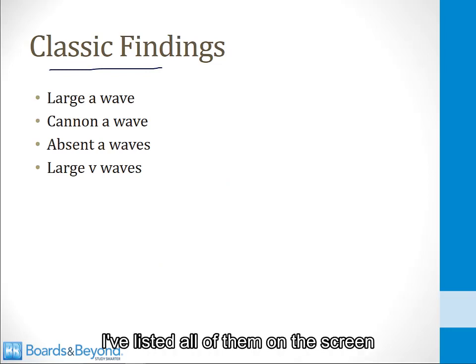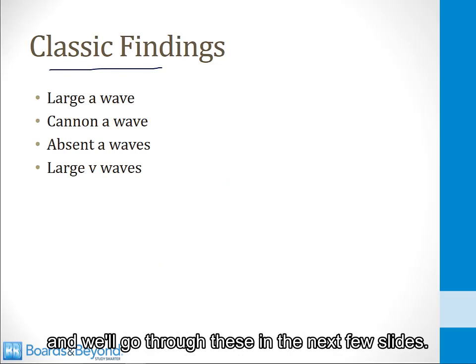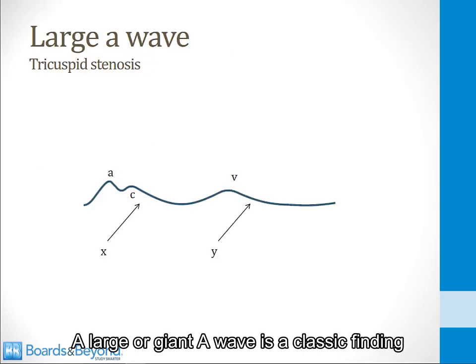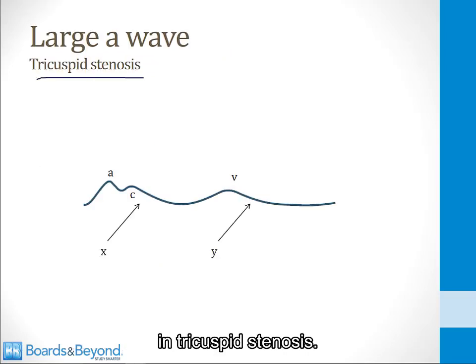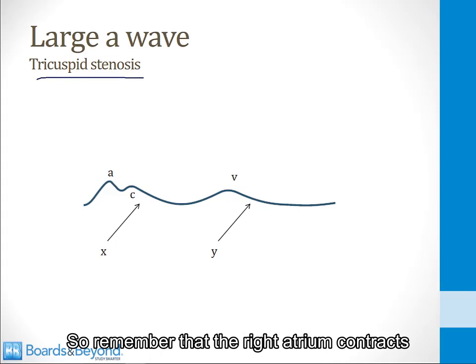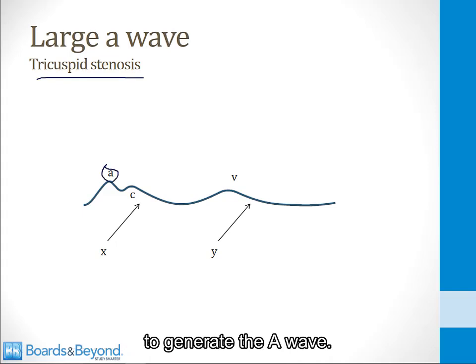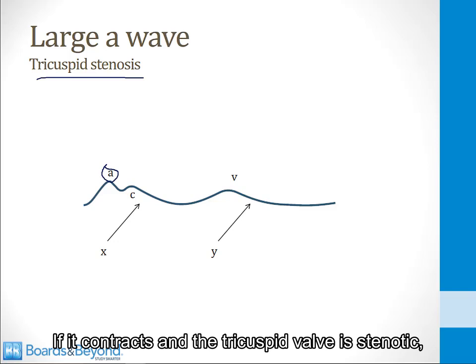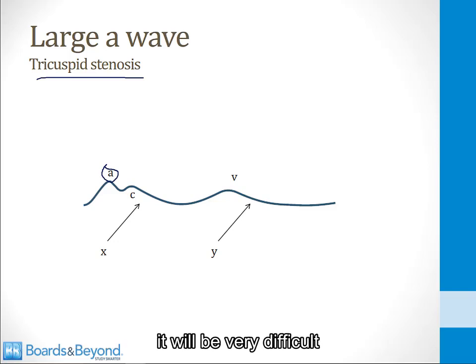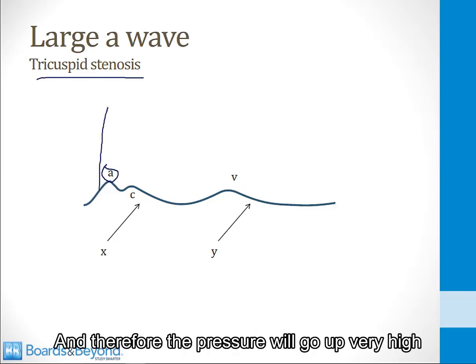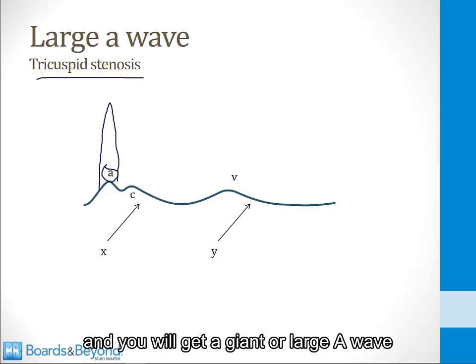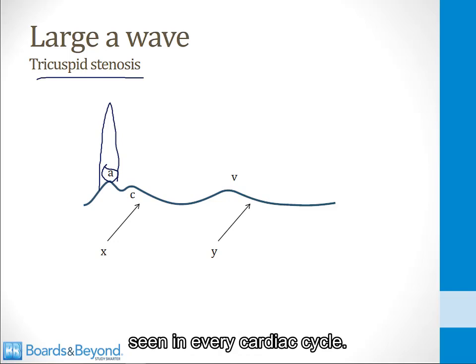I've listed all of them on the screen, and we'll go through these in the next few slides. A large or giant A wave is a classic finding in tricuspid stenosis. So remember that the right atrium contracts to generate the A wave. If it contracts and the tricuspid valve is stenotic, it will be very difficult for blood to exit the right atrium, and therefore the pressure will go up very high and you will get a giant or large A wave seen in every cardiac cycle.